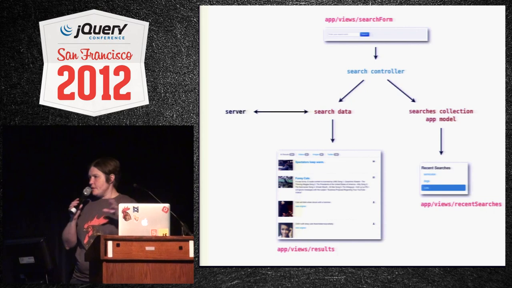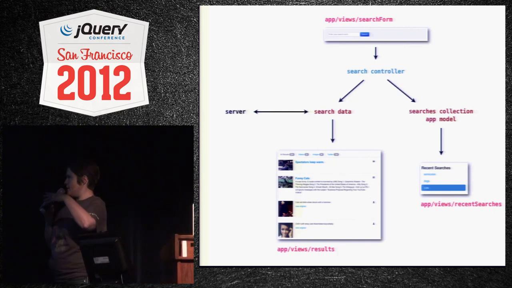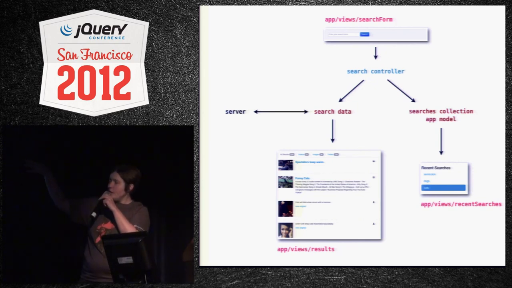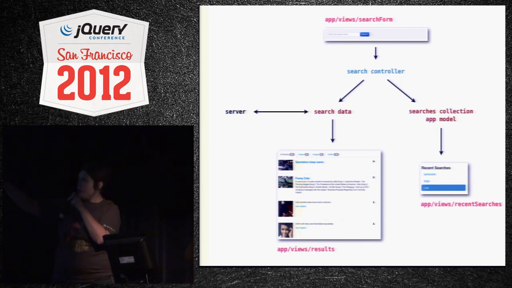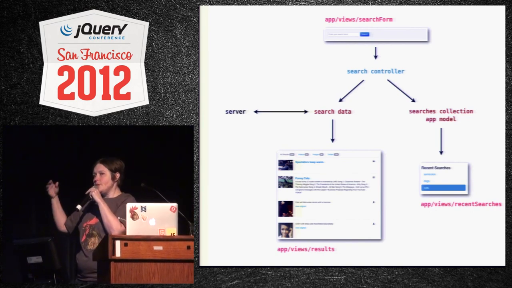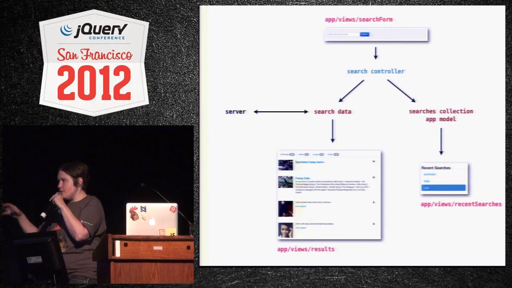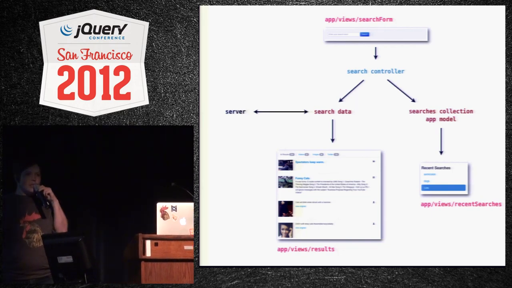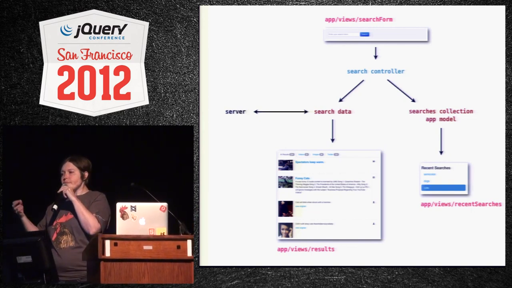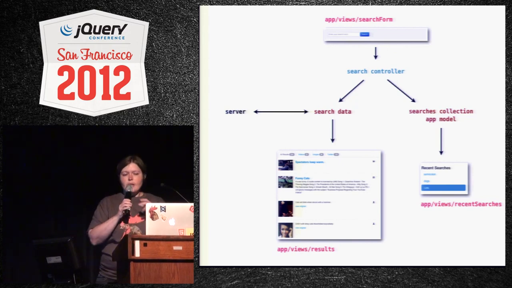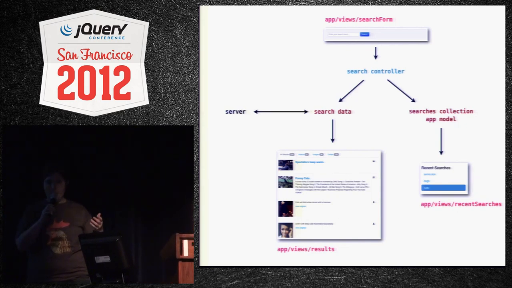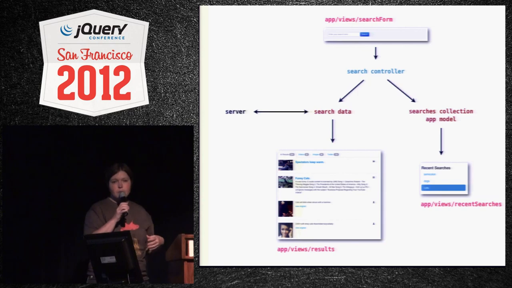And then the search results collection goes off to the server and gets its data. When that comes back, the search results view is waiting for the search results collection to announce it has new data. When the search results view hears that, it takes that data and uses it to update itself. Likewise, when the recent searches collection announces that it has new data, then this recent searches view updates itself.